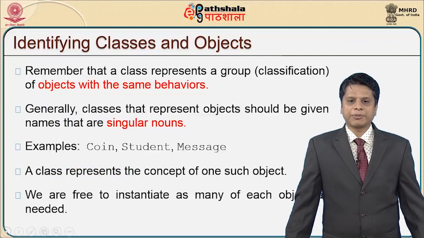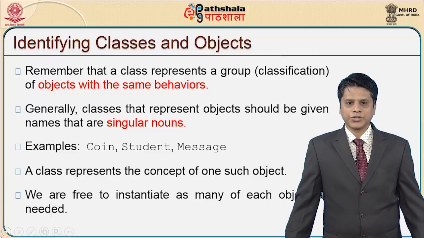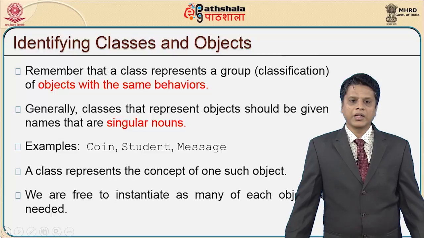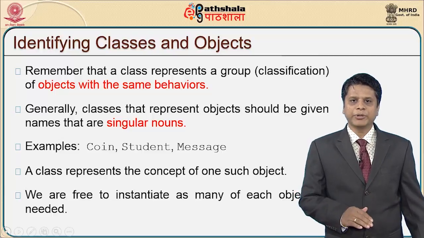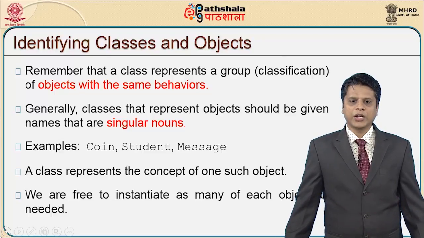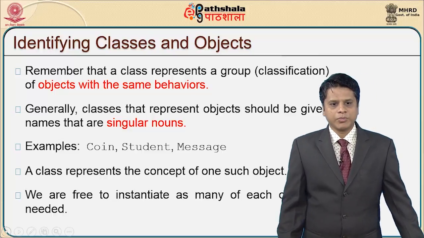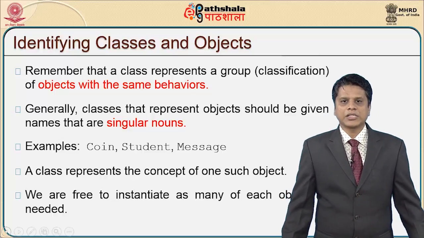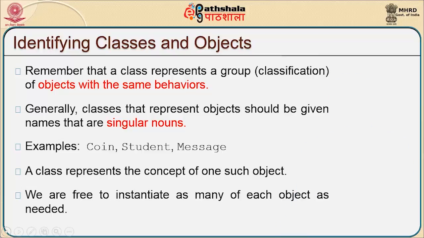Remember that a class represents a group or a classification of objects with the same behavior. Generally, classes that represent objects should be given names that are singular nouns. For example, we can give it like coin, student, message. Let us not establish the relationship between a coin and a student and a message. So individually defining singular nouns, we put them as objects. So a class represents the concept of one such object. We are free to instantiate as many of each object as needed.